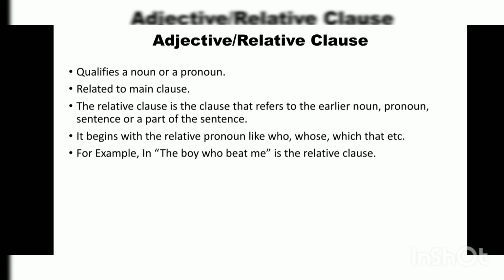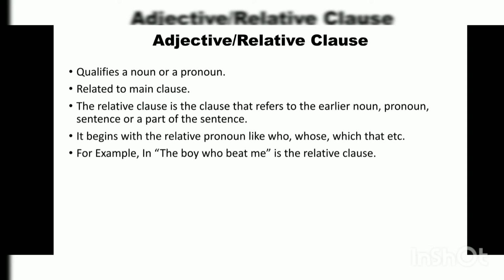The next is the adjective or relative clause. It is a clause that qualifies a noun or a pronoun. Basically, it is related to the main clause. The relative clause is a clause that refers to an earlier noun, pronoun, sentence or a part of the sentence. It begins with a relative pronoun like who, whose, which, that. For example, the boy who beat me. The boy who beat me is the relative clause. Basically, a relative clause is connected to the main clause.